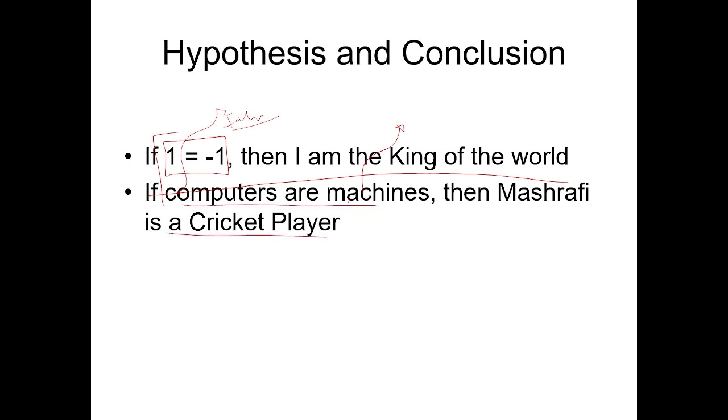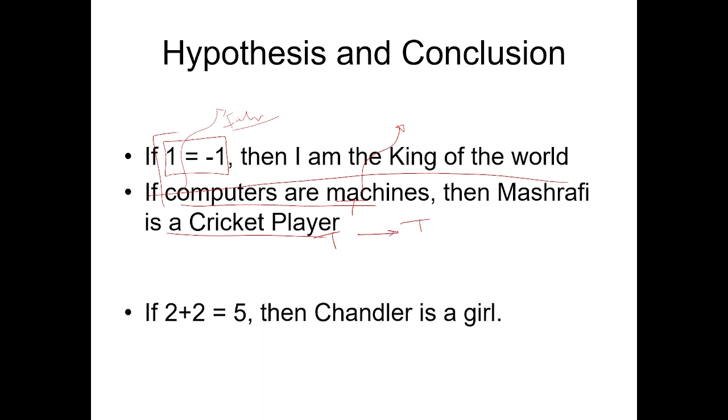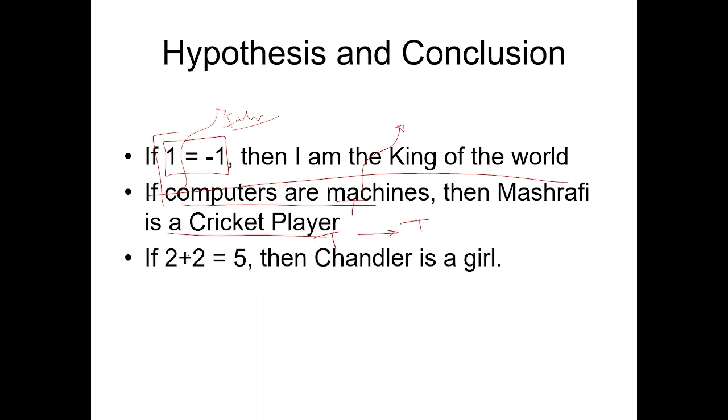So then is Mashraf a cricket player? Yes, Mashraf is a cricket player, so this is true. If 2 plus 2 equals 5, which is false, you don't look at this. Okay, you don't look at this. 2 plus 2 equals 5, which is false.